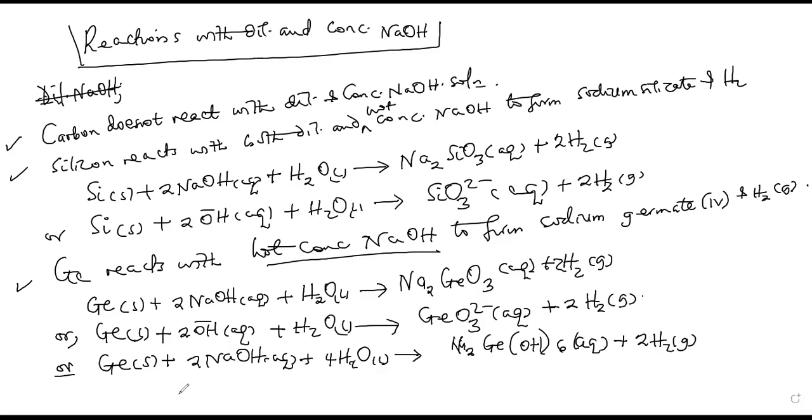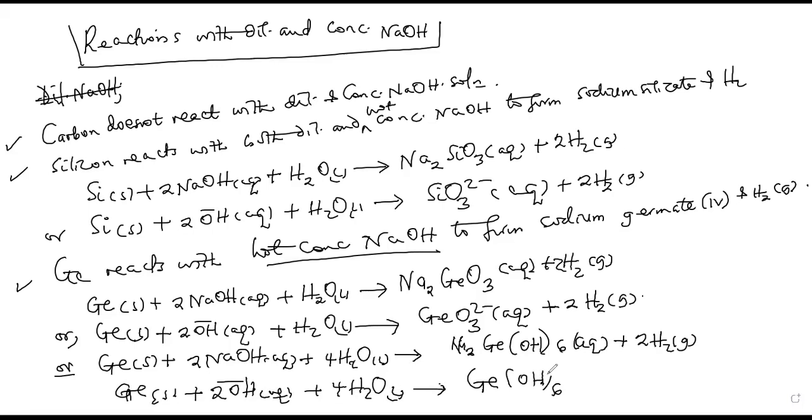You can write this ionically as germanium plus hydroxide ions plus water molecules to form, in this case, a germanate 4 ion, aqueous, and hydrogen gas. So out of these, you can pick any equation and use it when it comes to the reactions of germanium.